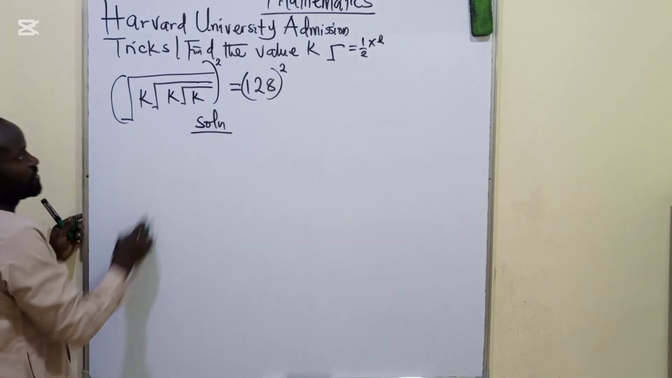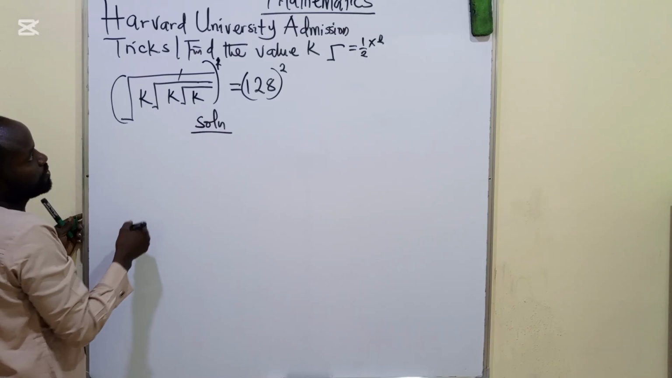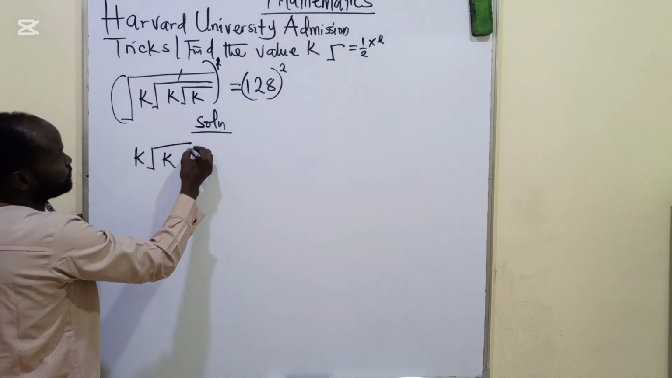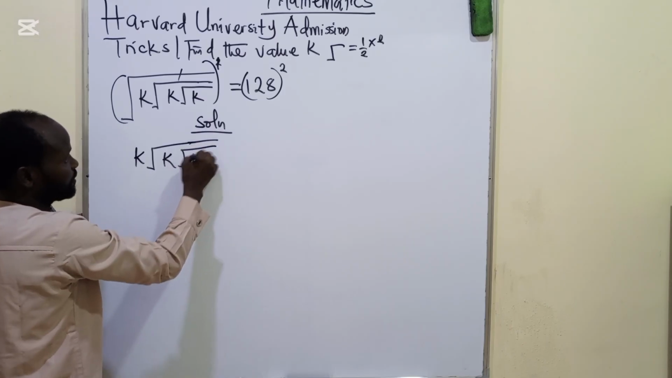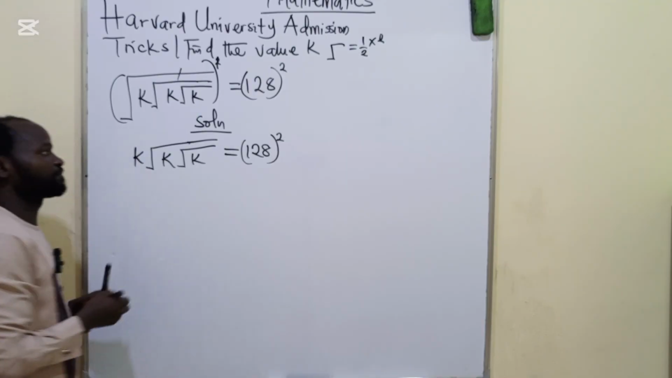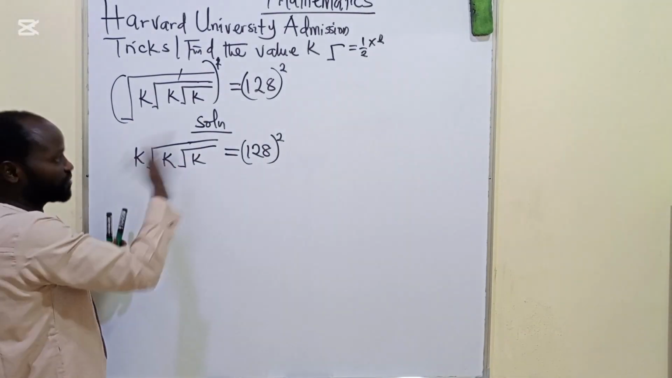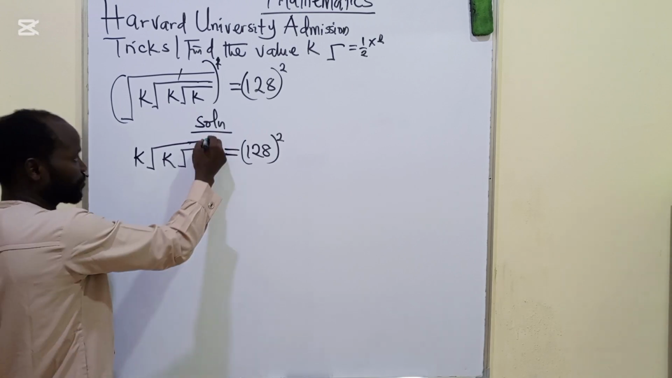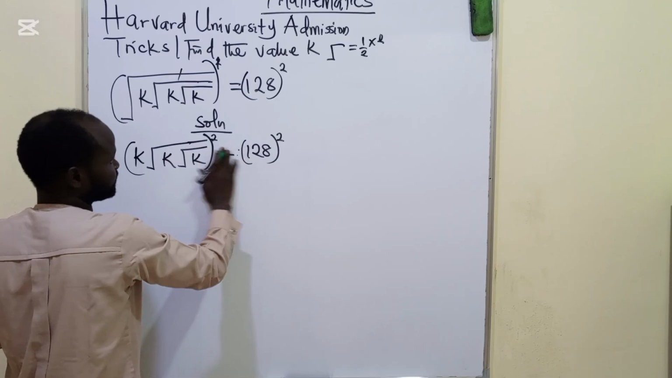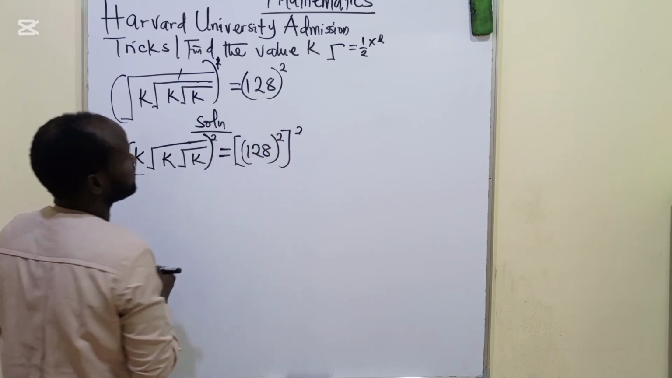We square both sides. This square will take care of this square root, and we are left with k root k, then root k will now be equal to 128 all squared. That's the first thing to do. Next, to remove this other square root, we do the same, meaning we square both sides as well. We square both sides, okay? We square both sides like this.